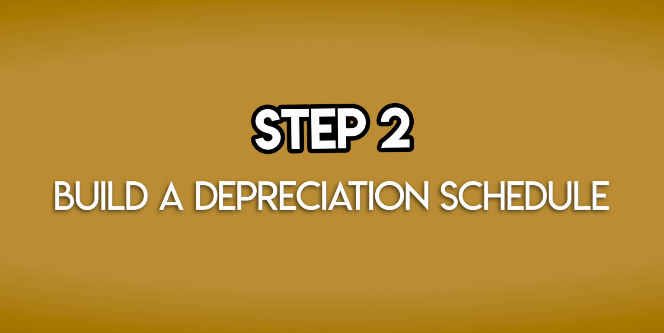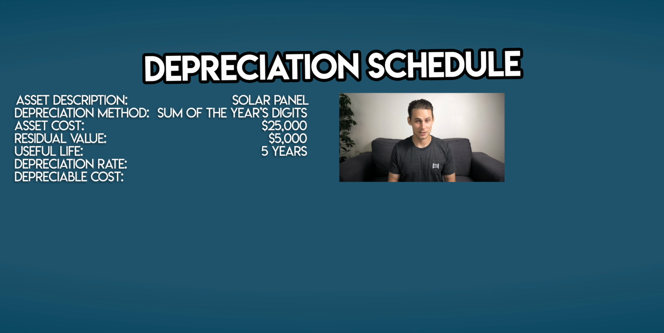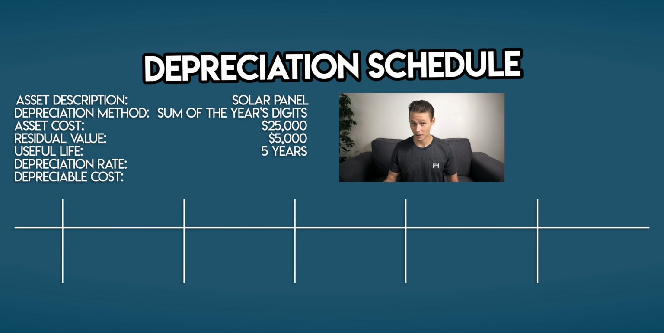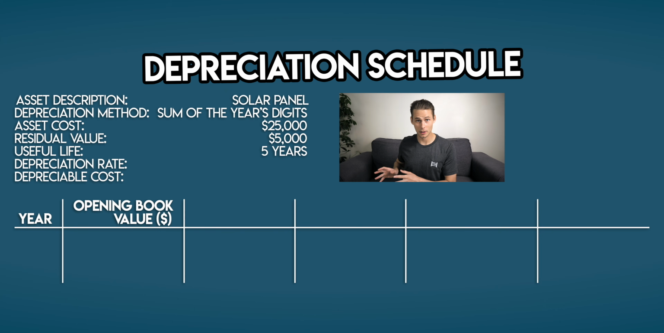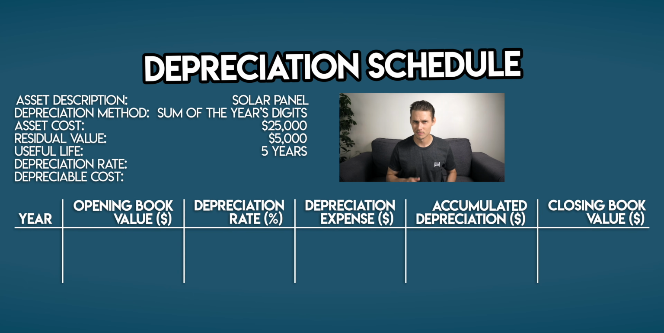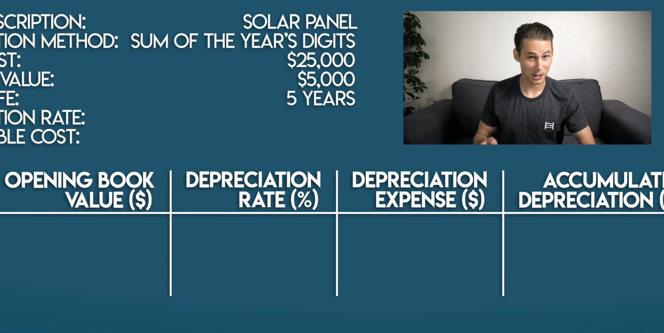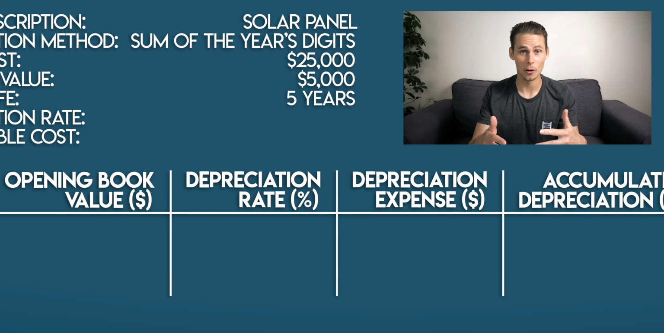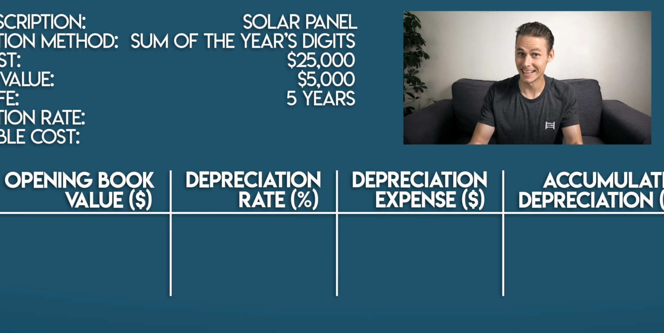But first, step 2, build a depreciation schedule. A depreciation schedule is a table, and for the sum of the year's digits method, it has 6 columns, so that's one more than we used for the straight line and double declining balance methods. We have year, opening book value, depreciation rate, depreciation expense, accumulated depreciation, and closing book value. Can you guess which one's new? It's depreciation rate. We're going to give depreciation rate its own column because this is going to change each year.